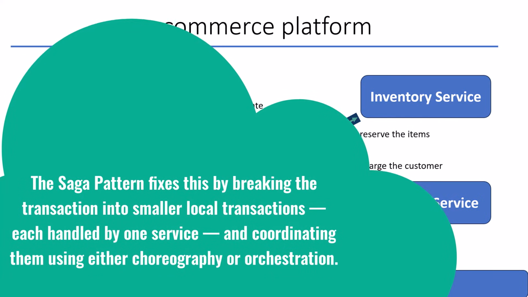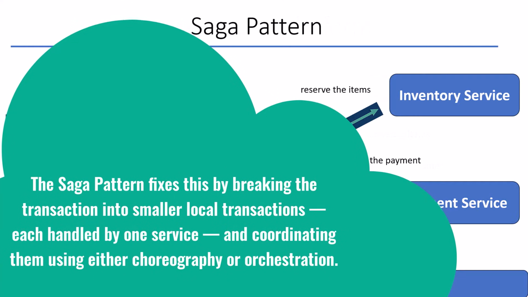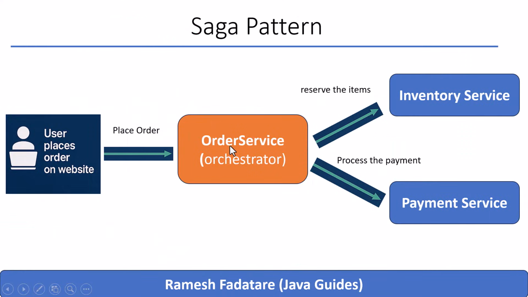Let's use orchestration for this example. It's easier to follow in a video. So in our system, the order service plays the role of the orchestrator. When the customer clicks place order, the order service begins the Saga. It creates the order and then sends a command to the inventory service: reserve the items. The inventory service does its part. Maybe it reduces stock or marks the items as held. If that succeeds, the order service then calls the payment service to process the payment.